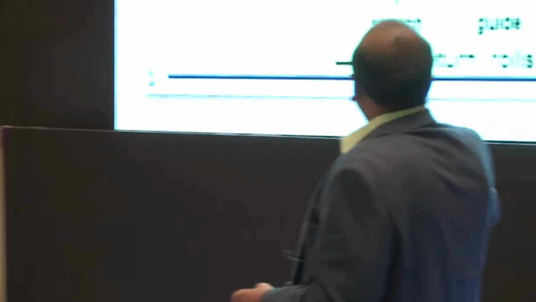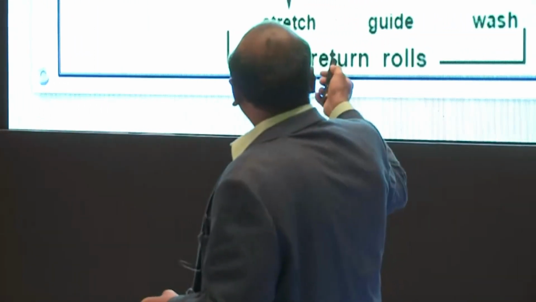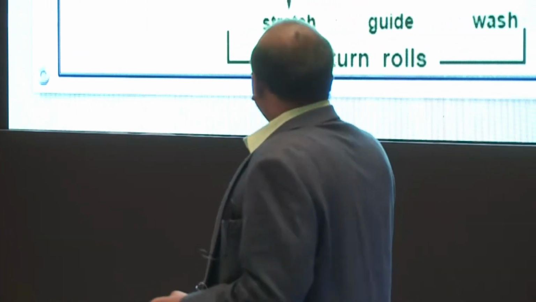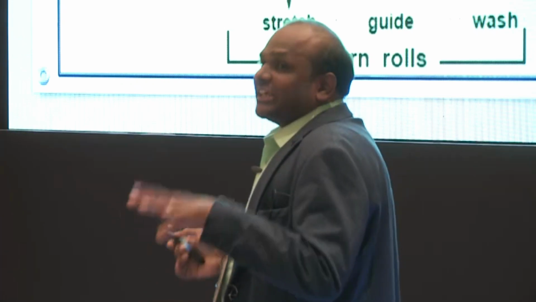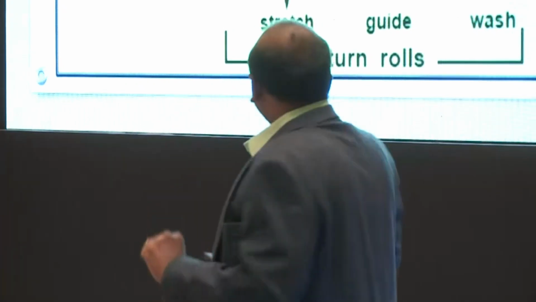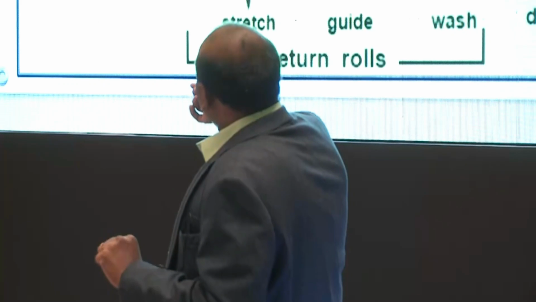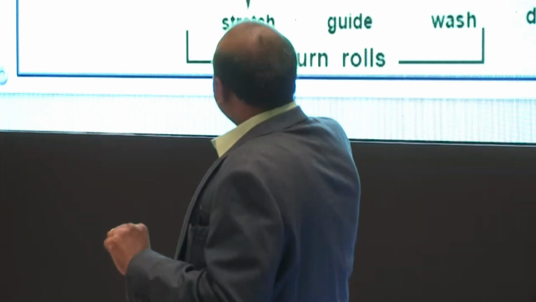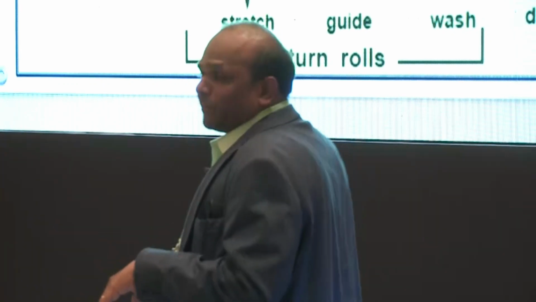And this is a schematic diagram of the wire part, and you can see the head box, forming board, table rolls, foils, suction rolls, everything. Each and every part has individual functions, and the moment the head box lands the pulp jet on the wire, there is a forming board.